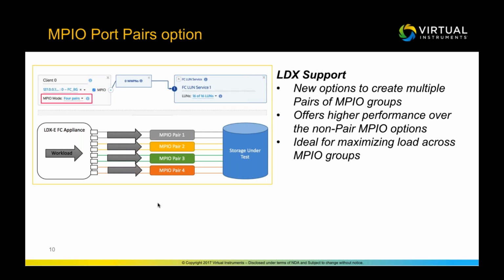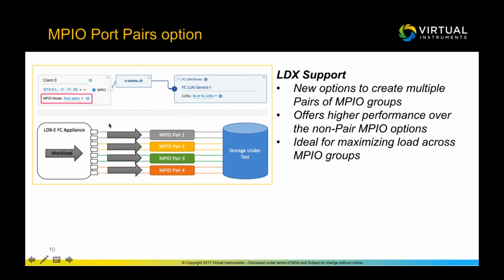With 5.4, we added a couple of new options called the pairs mode. Essentially it's an MPIO Port Pairs option that you see in this screenshot here. In this screenshot, you see a 4 pairs mode, but there was also a 2-pair mode. Basically, what this new feature does, in a nutshell, is allow you to get the maximum performance that a fiber channel load generation appliance can deliver without having to manually configure the workaround that I just described earlier.